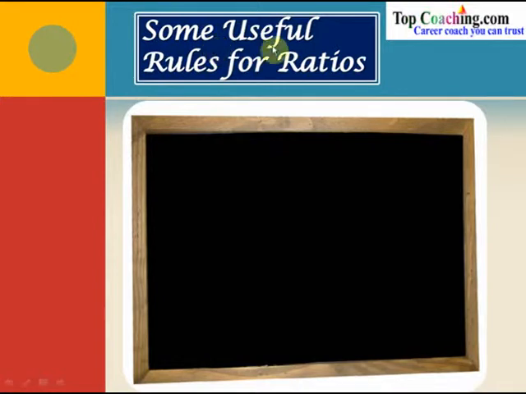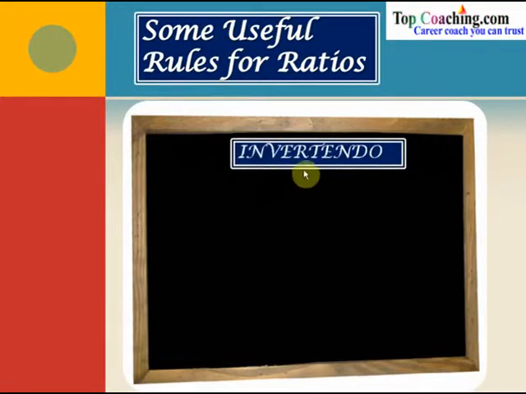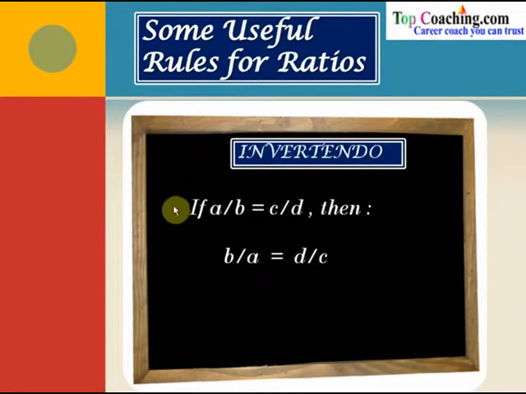Now let's see some of the very useful rules for the ratios. The first is invertendo. Now what is invertendo? It says that if A by B is equal to C by D, then B by A would be equal to D by C. We simply invert the ratios. So if A by B is equal to C by D, then B by A would also be equal to D by C. And this rule is known as invertendo.